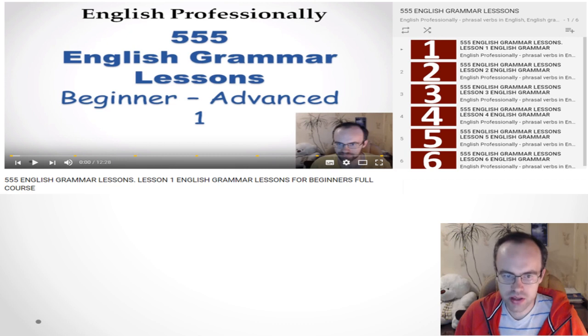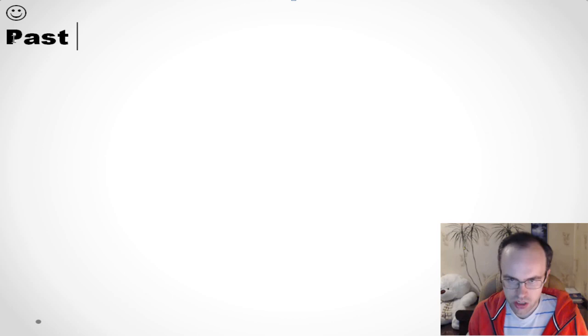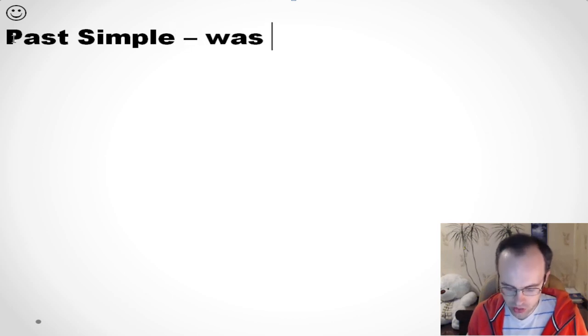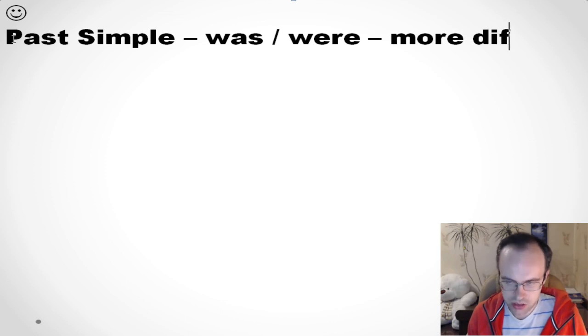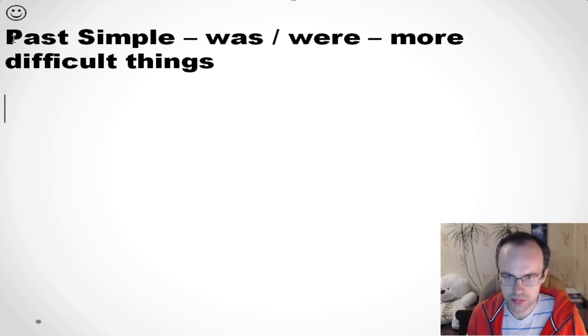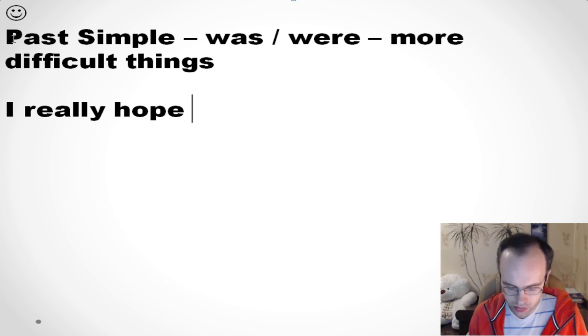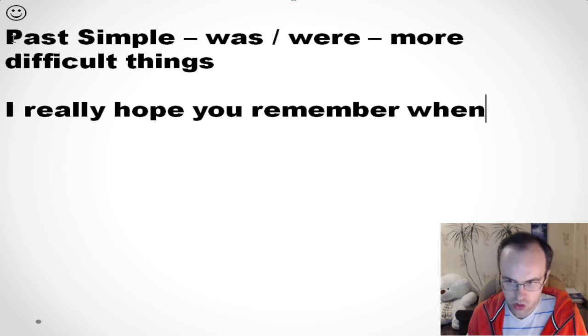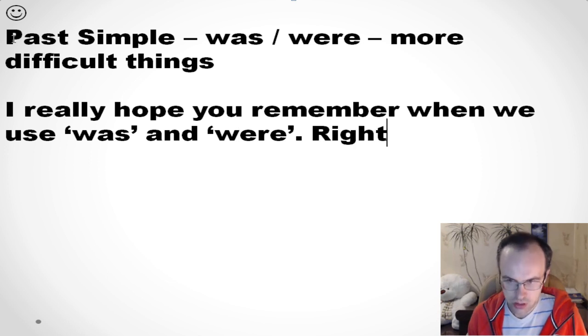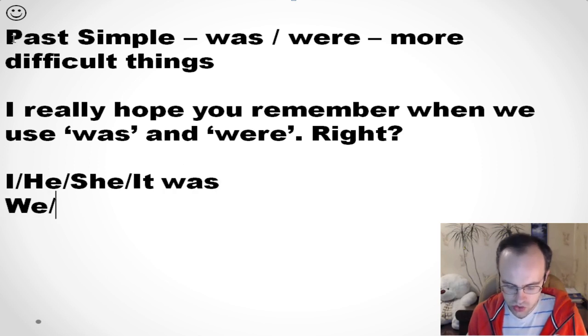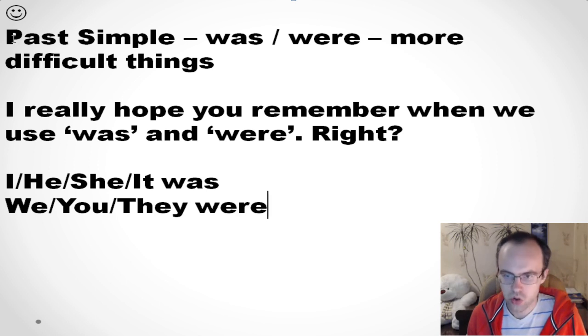Okay my friend, let's continue talking about past simple, about was and were, but more difficult things. I really hope you remember when we use was and were, right? I, he, she, it was, and we, you, they were.